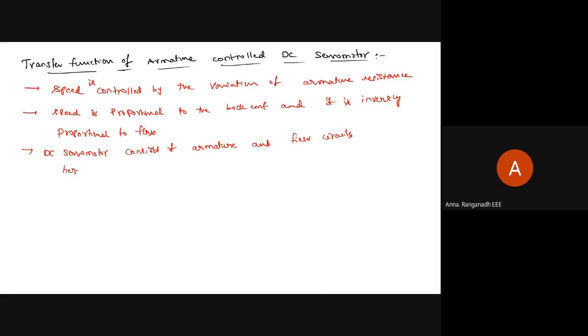Here, we are finding the transfer function of the armature controlled motor, so the field circuits are not shown in the diagram, because we are finding the transfer function by using the armature control method. If we find the transfer function of the field control method, then the armature circuit cannot be shown. For simplicity, we are avoiding these things.